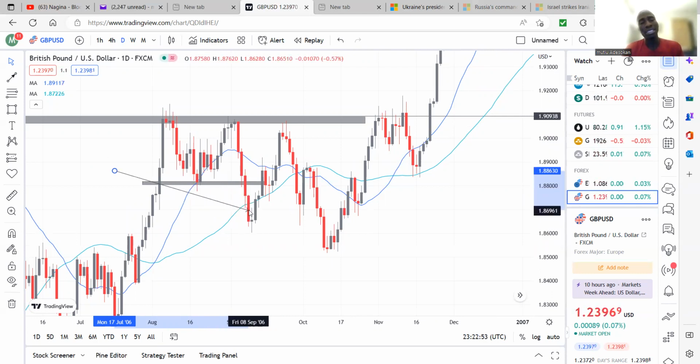But look at what the market did. Let's assume I entered from here and I'm aiming for the same length from this high to this neckline. Look at what price did. Price barely moved 1 to 1 before it shot back up to this level.